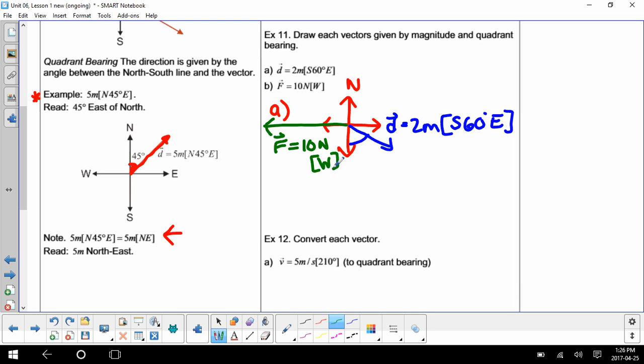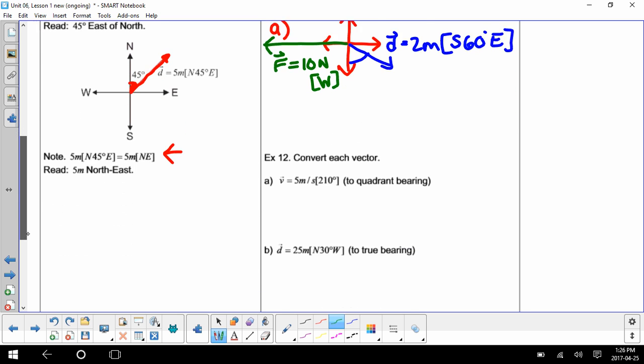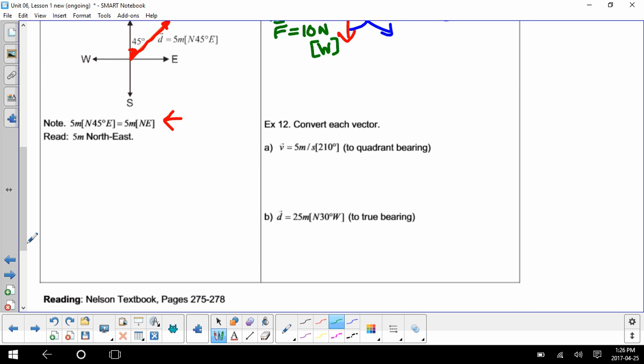So if it's directly on top of north, south, east, or west, you can just say that. If it's 45 degrees between any of the two, you can say it as northeast or northwest, etc. Otherwise, you start with north or south and go either towards west or towards east, depending on what you're trying to draw. We can also convert between the two types of vectors.